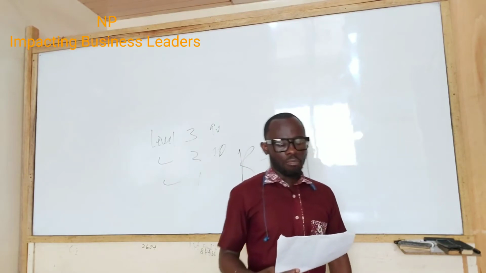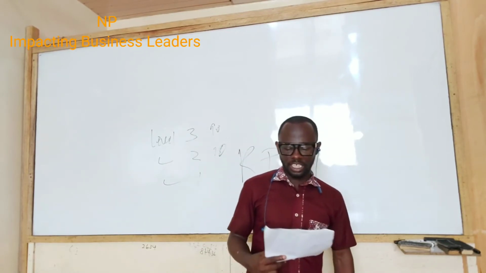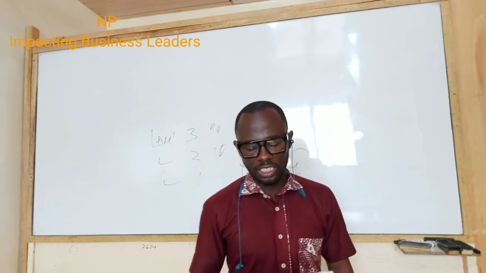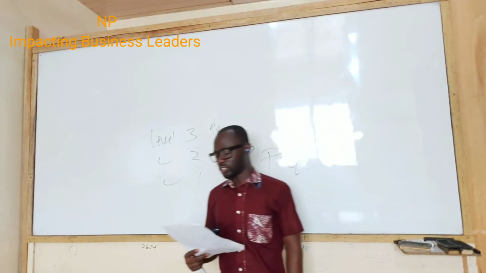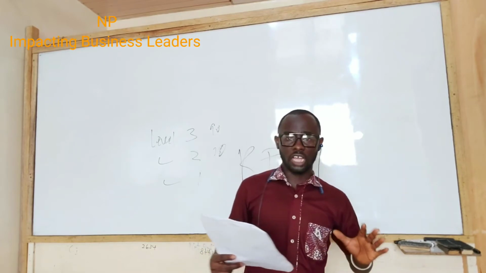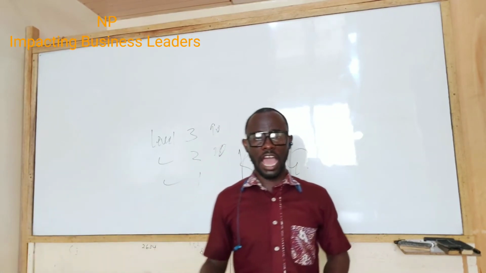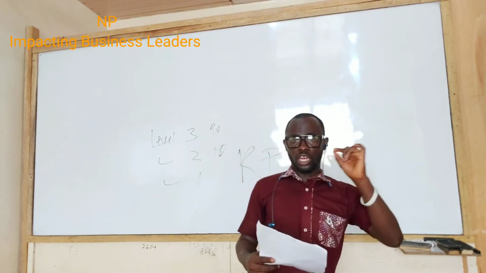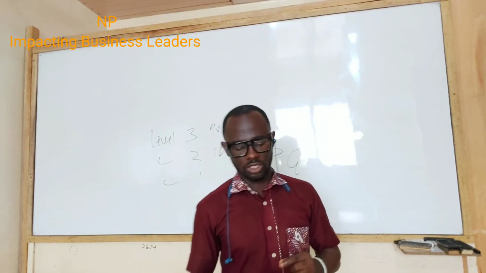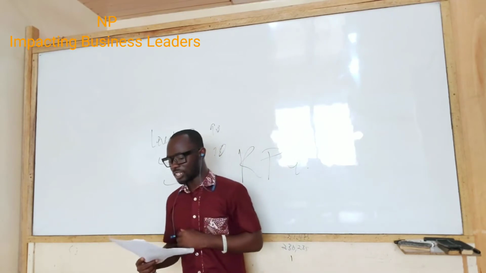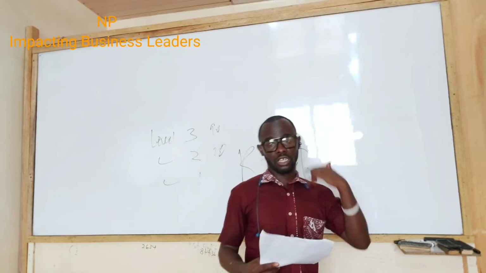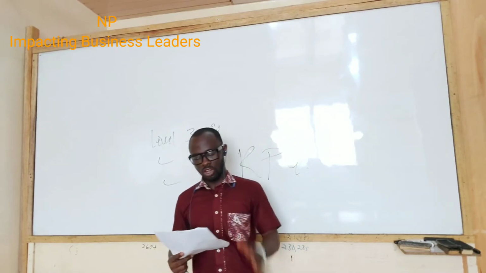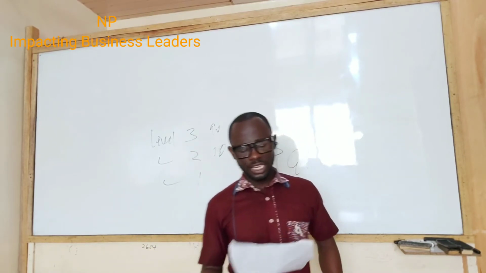IPSAS 24, presentation of budget information in financial statements. This also has no equivalent IFRS, but it is a level 3 accounting standard. You need a thorough knowledge and a solid understanding. IPSAS 25 is out. It has been superseded by another standard, so you don't have IPSAS 25 again.